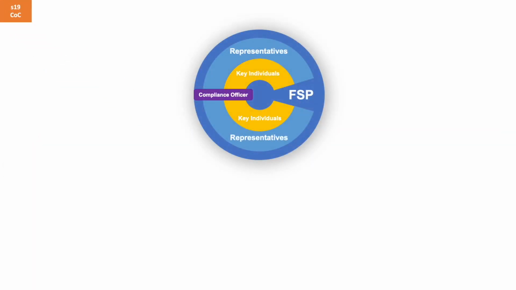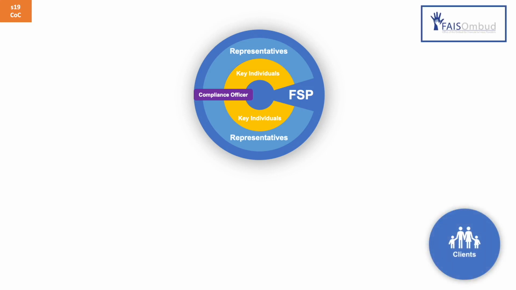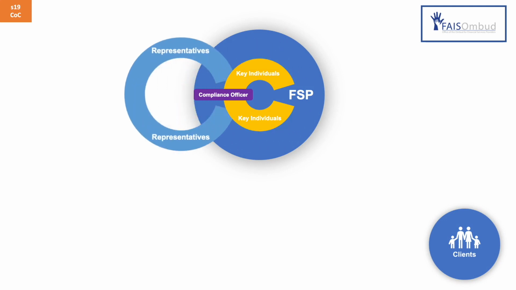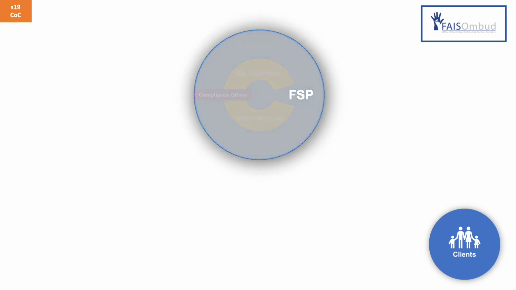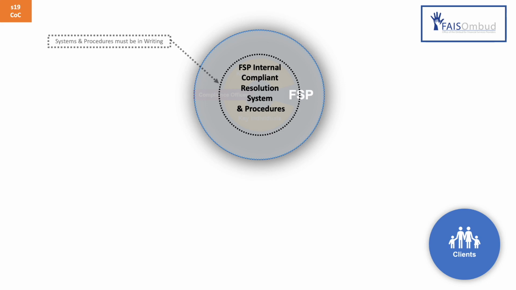So here we have the FSP, the client, and the FAIS Ombud. Section 19 excludes the representatives of the FSP from these obligations and responsibilities. The FSP must have an internal complaints resolution system and procedures in place, which excludes the representatives. So basically, the system must not rely on the representatives in any way. The FSP's internal complaint resolution system and procedures must be in writing.